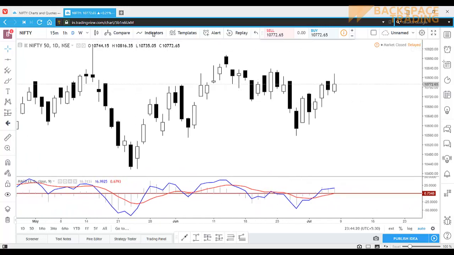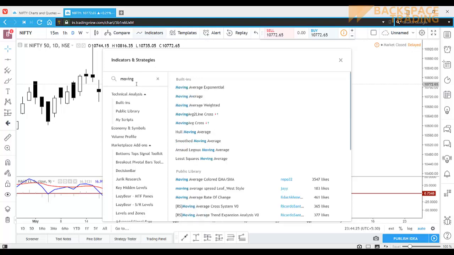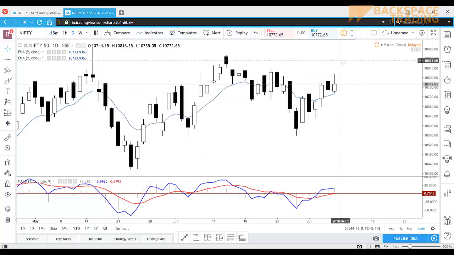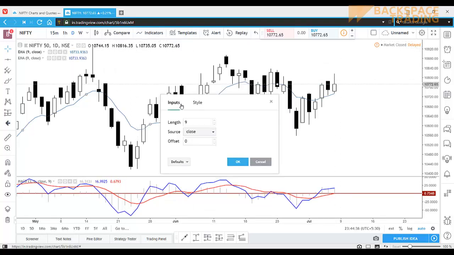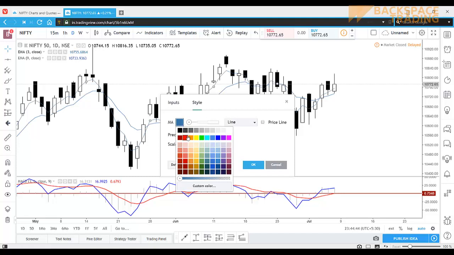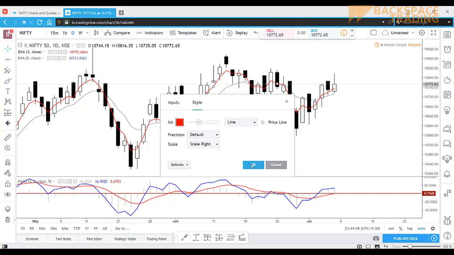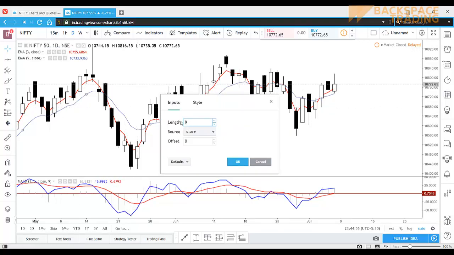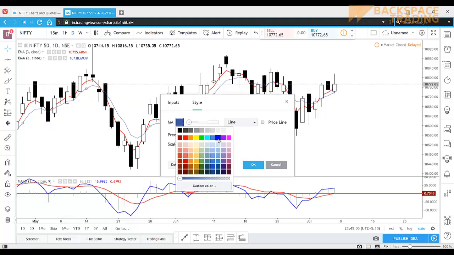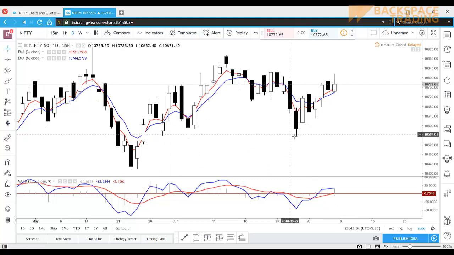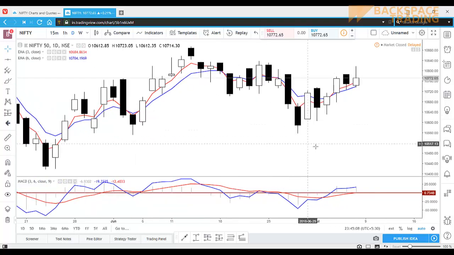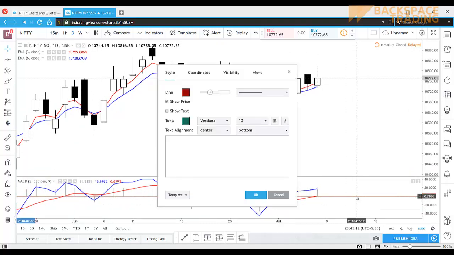We need moving averages as well. Let me plot the exponential moving average. I'm going to plot 2 moving averages, so I'm going to click once more and close it. I'm going to pick the gear icon, put the input length as 3, and the style to be red, a bit thicker. Okay, then moving to the other exponential moving average, inputting 6 and the style to be blue with a little bit of thickness. Now I have plotted both. I think this is too much. Yeah, far better.